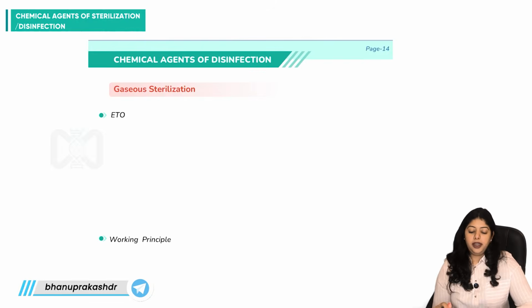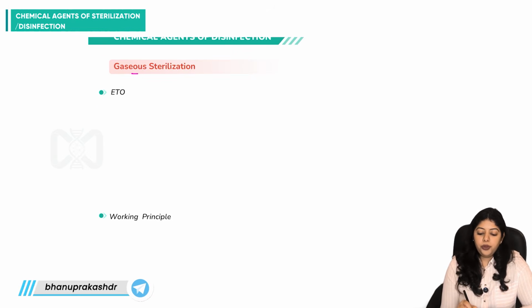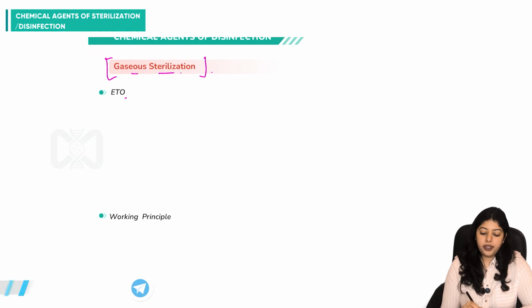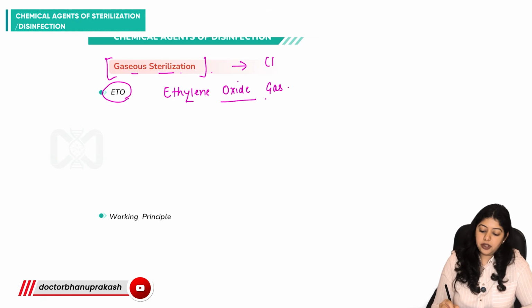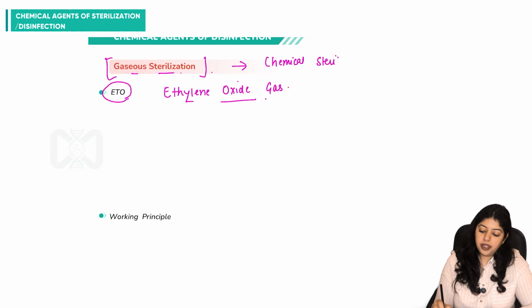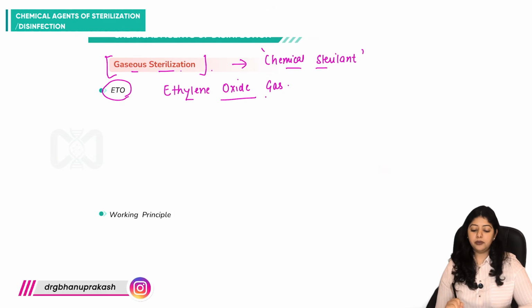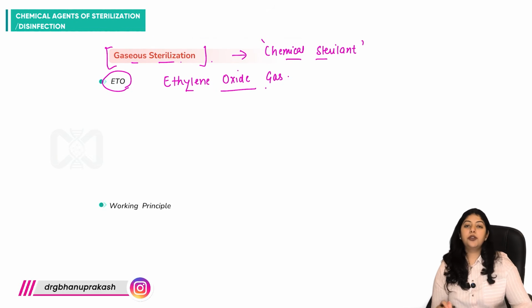And then let us move on to the important category, that is gaseous sterilization or ethylene oxide gas. Now this is a chemical sterilant which is used very, very widely in hospital settings. So what is the working principle?